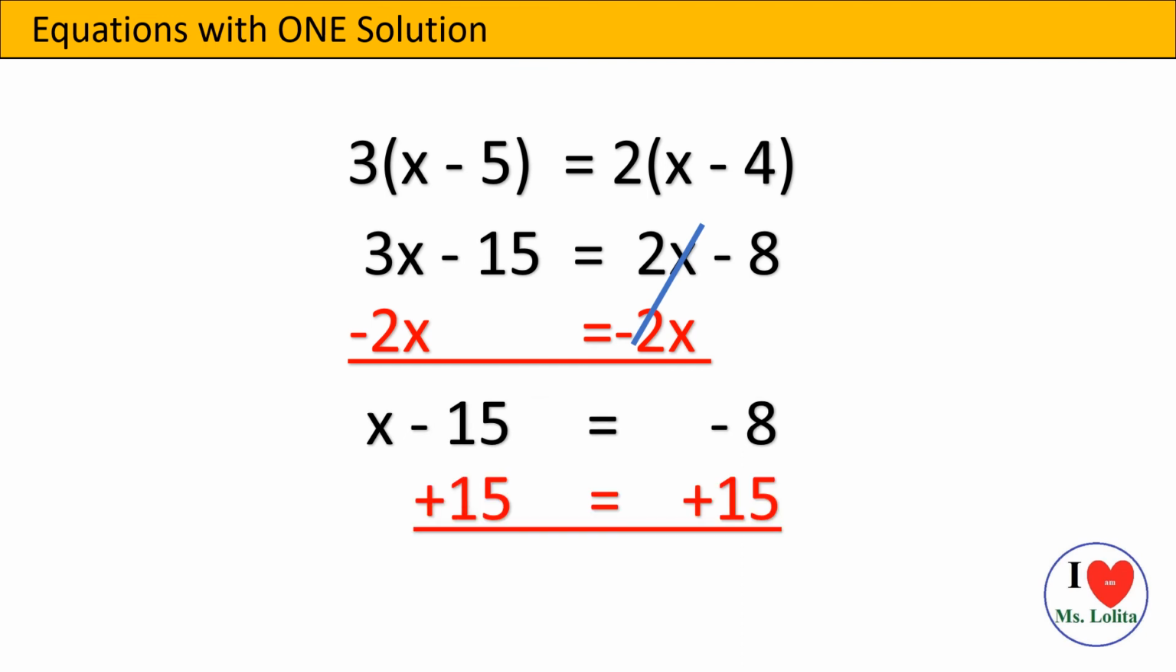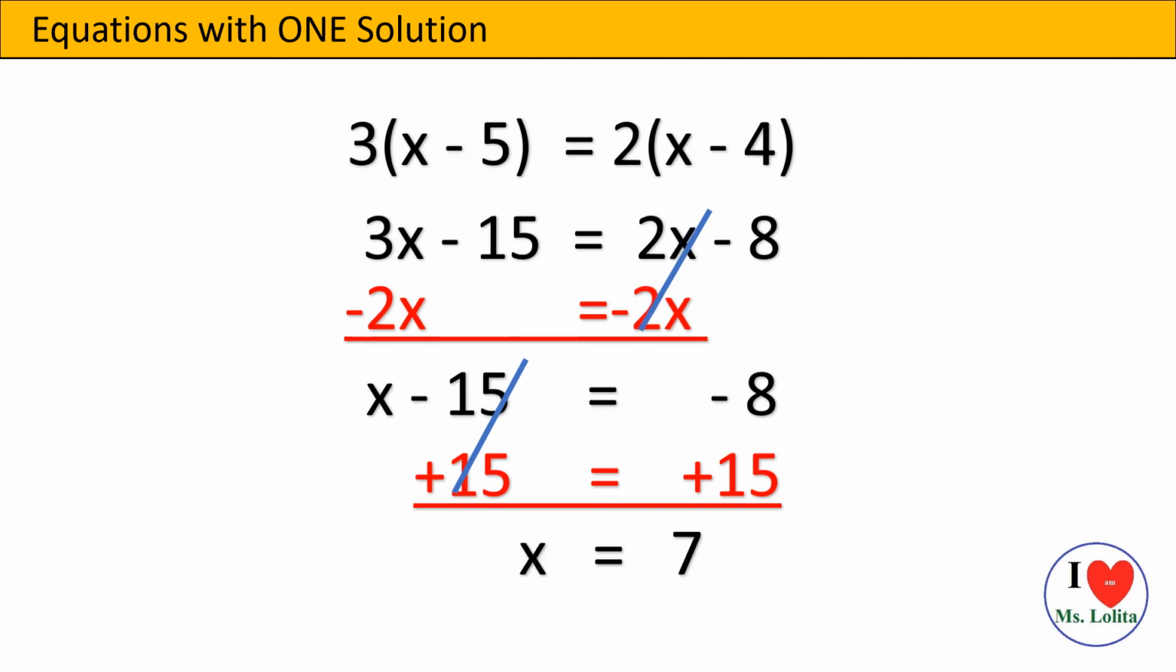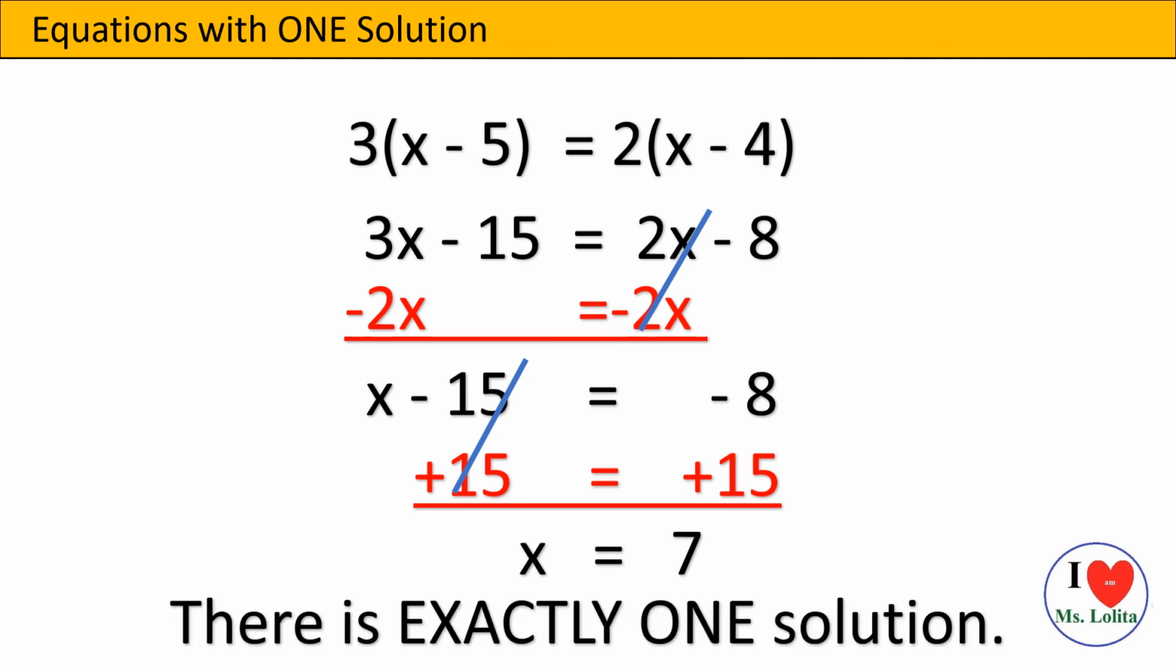To solve for x, we're going to use the inverse of the subtraction, which is addition. So, we're going to add 15 to both sides of the equation. And in this case, we can cancel out the 15 on the left side of the equation. Working on negative 8 plus 15, it will give us 7. Therefore, x is equal to 7. If we arrive with one value of x, that means we have exactly one solution.